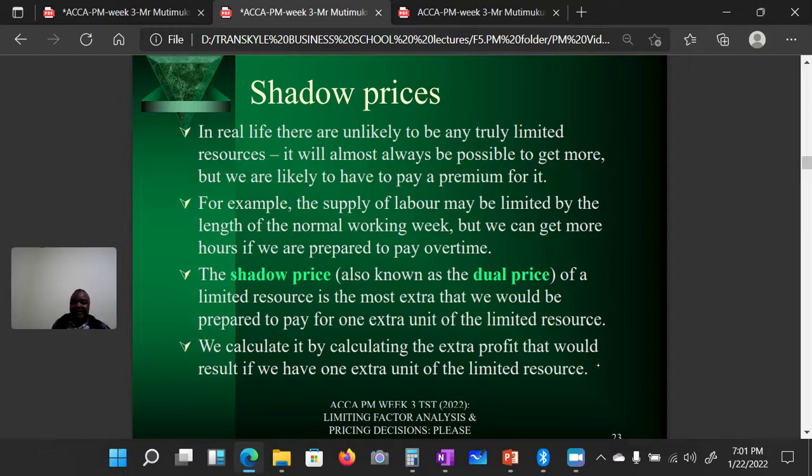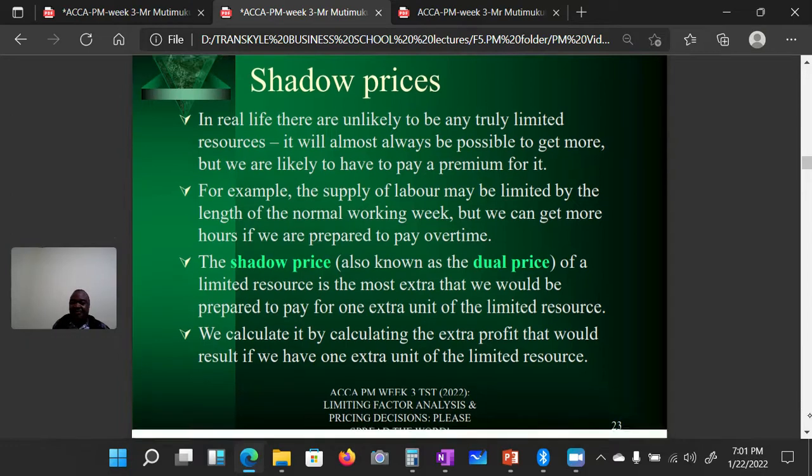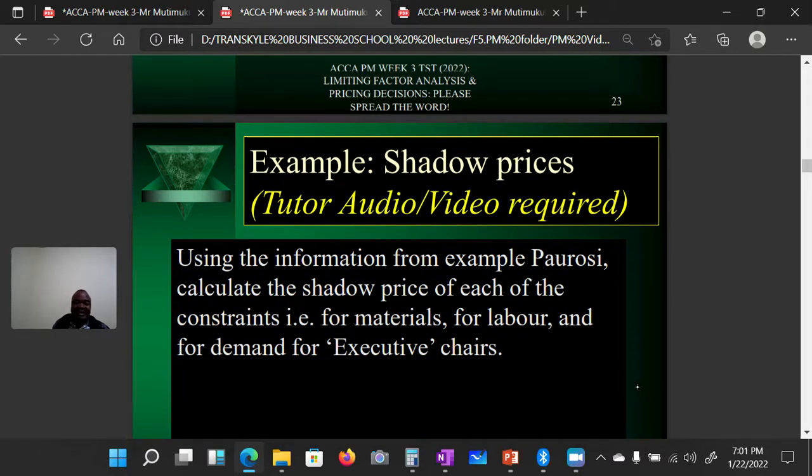So we need to determine what this shadow price is through an example. Let us just use the same data within our example, and I'm sure this is the last video in this series. After a long journey, this should be the last one, and we move on with our studies. Using the same information, suppose we add just one extra unit of material. How much are we going to pay for that? That's the issue in short.